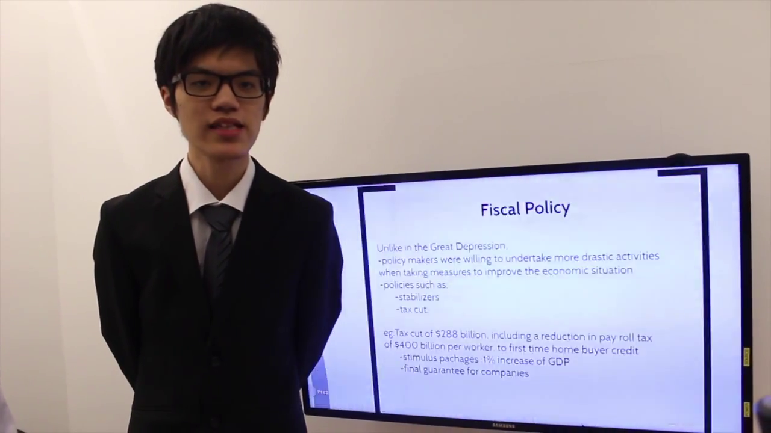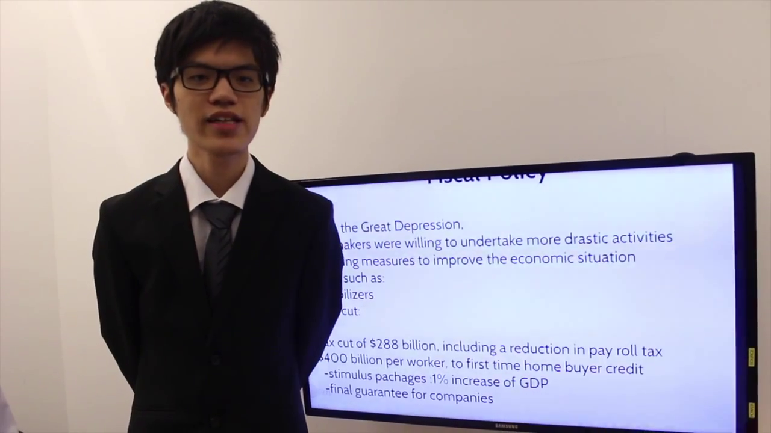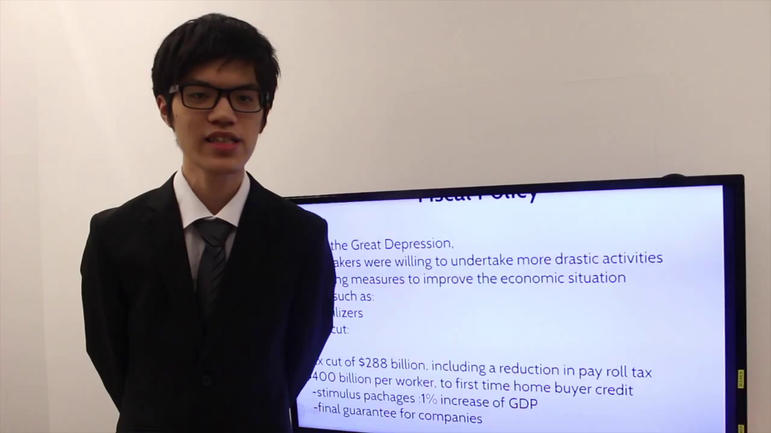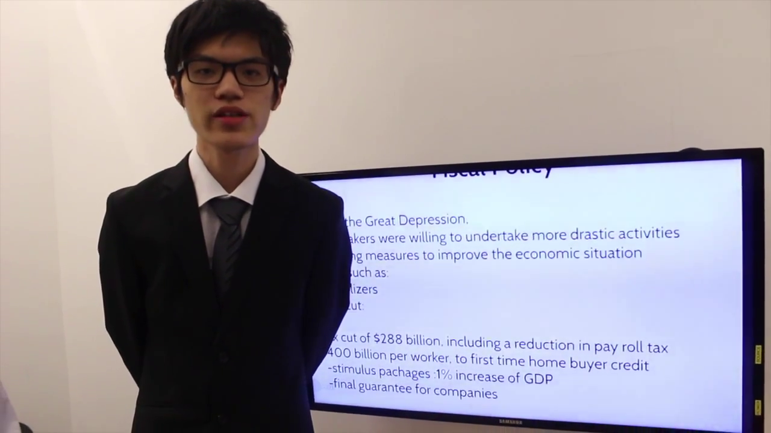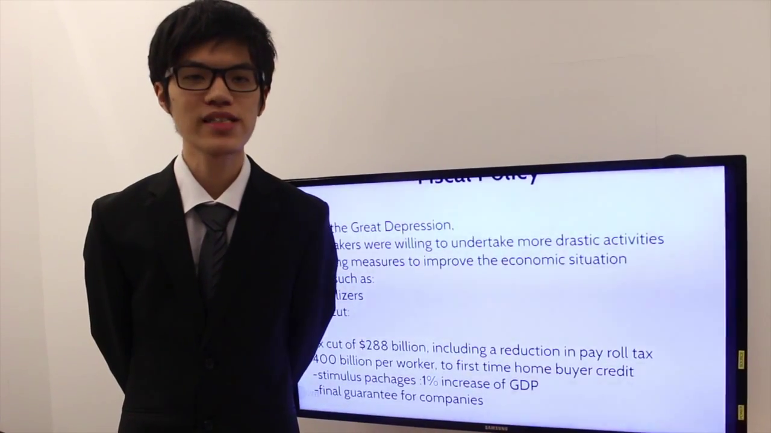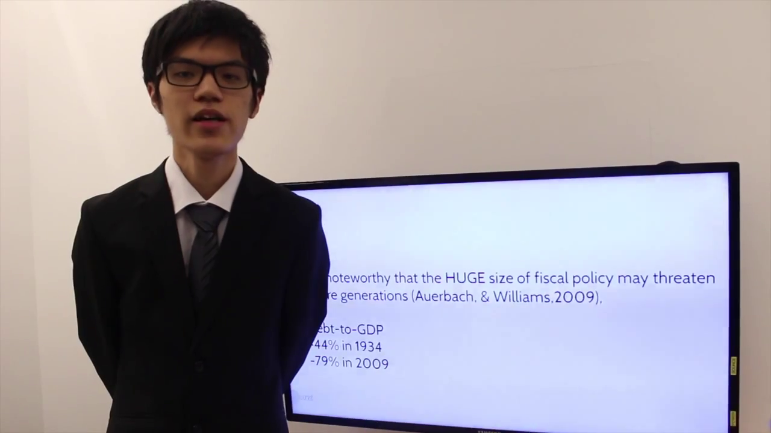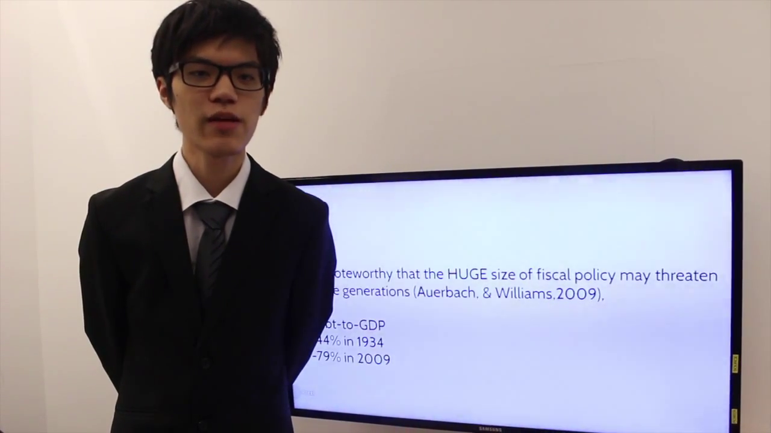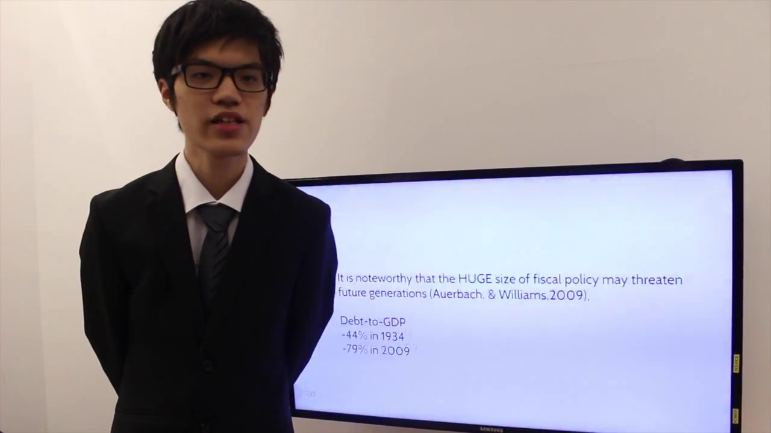In the financial crisis, however, policymakers were willing to undertake more drastic actions to improve the economic situation. The government provided policies such as stabilizers, tax cuts and a stimulus package, which were estimated to contribute 1% of GDP. It is noteworthy that the huge size of fiscal policy may result in huge debt, which is a large burden to future generations. For example, the debt to GDP ratio in 2009 is larger than in 1934.